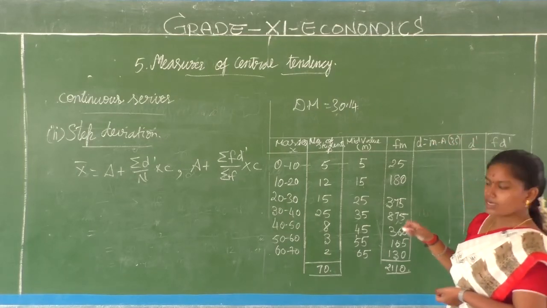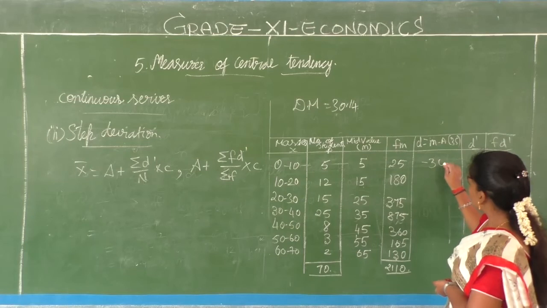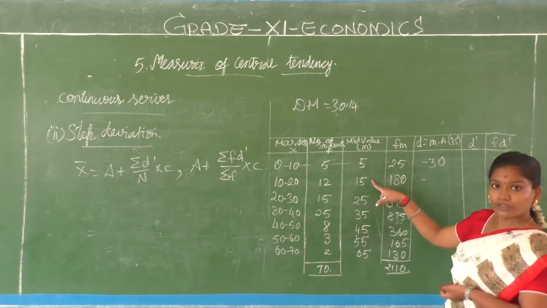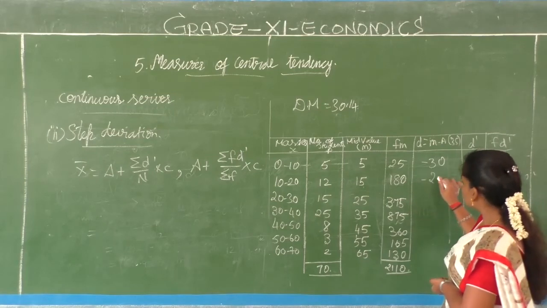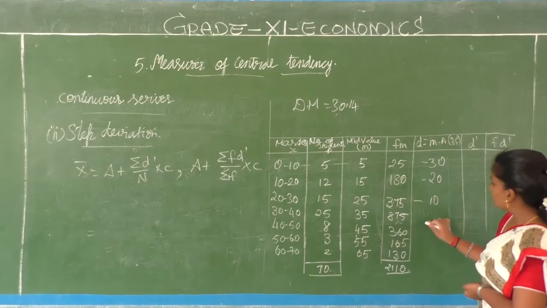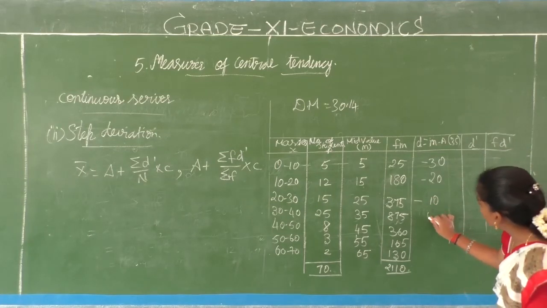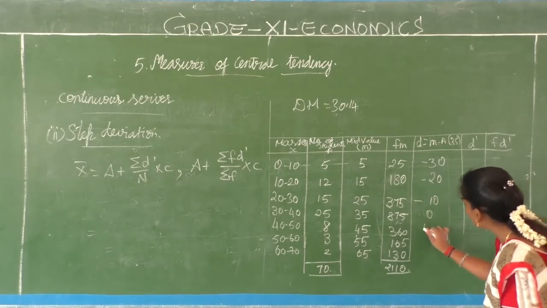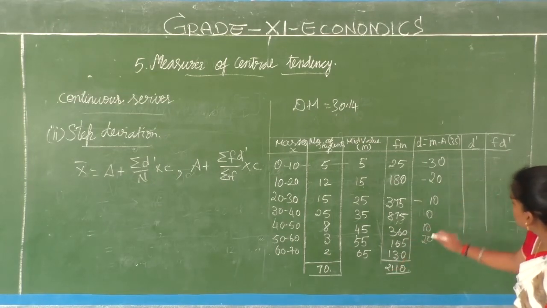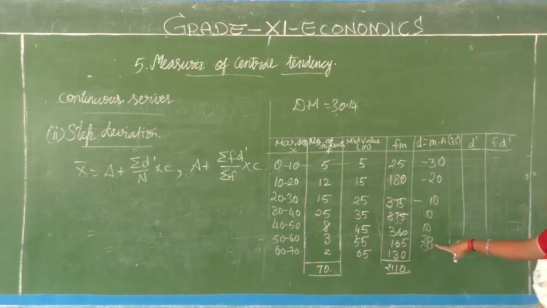What is 5 minus 35? Minus 30. 15 minus 35. Be sure you are taking this value. Minus 20. 25 minus 35. Minus 10. 35 minus 35. 0. 45 minus 35. 10. 55 minus 35. 20. 65 minus 35. 30. Again, if you calculate, you will get a value of 0, because half are negative values and half are positive values, so you get 0.